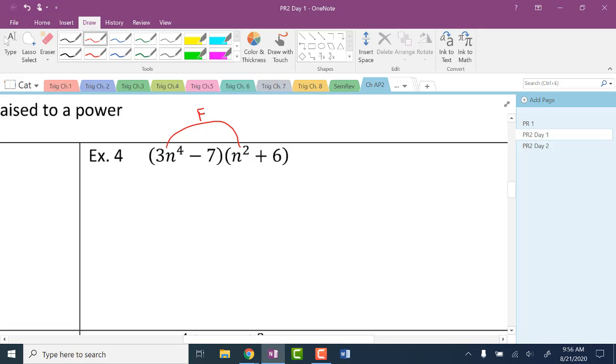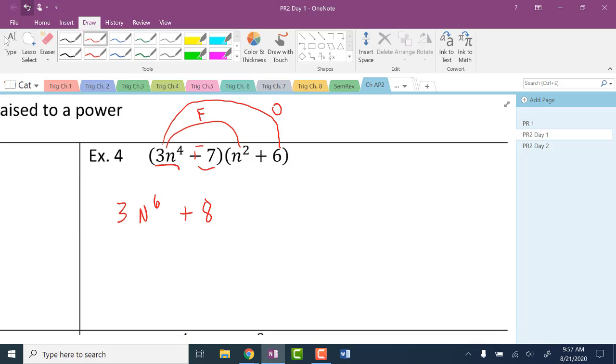Those are the first two terms if you've never heard of the word FOIL. I'm saying it. I don't care. Those teachers that say this is an illegal word, they're silly. Those are the outer two terms. Really, what those teachers said is go ahead and distribute that 3n to the fourth. Fine. And then distribute that -7. Fine. I just like the word FOIL because it does lead into what I like to say about factoring.